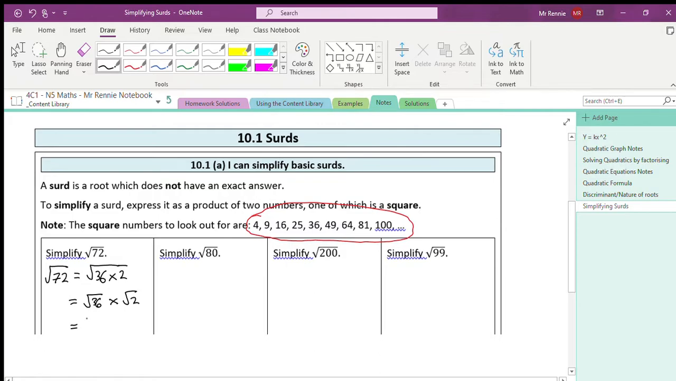So the square root of 36 is indeed 6. And I've got to times that by root 2. And my final answer would be 6 lots of root 2. Okay, so that's me simplified that root there.